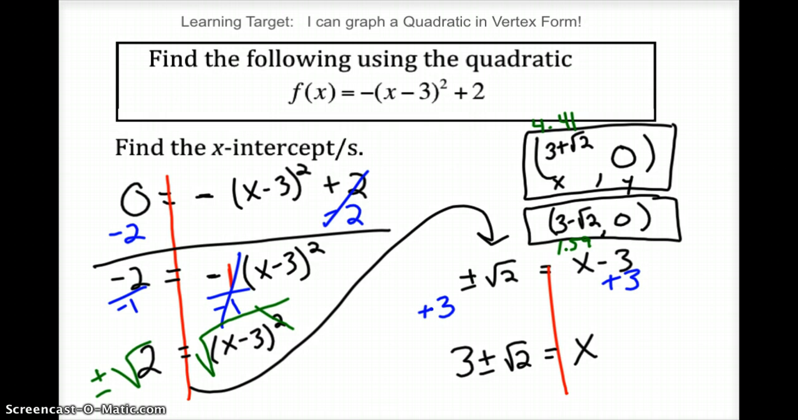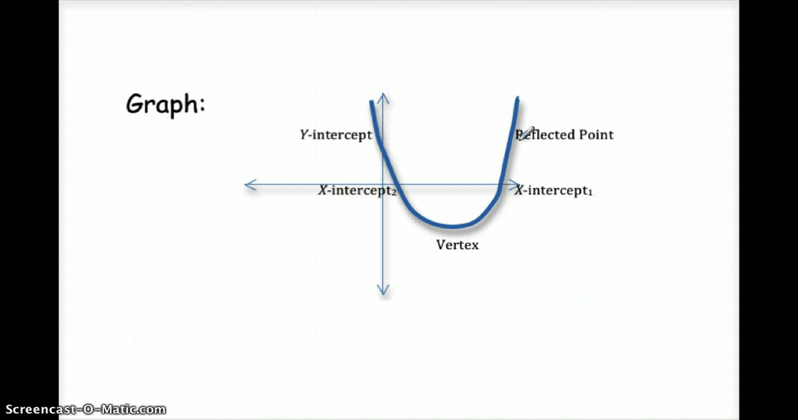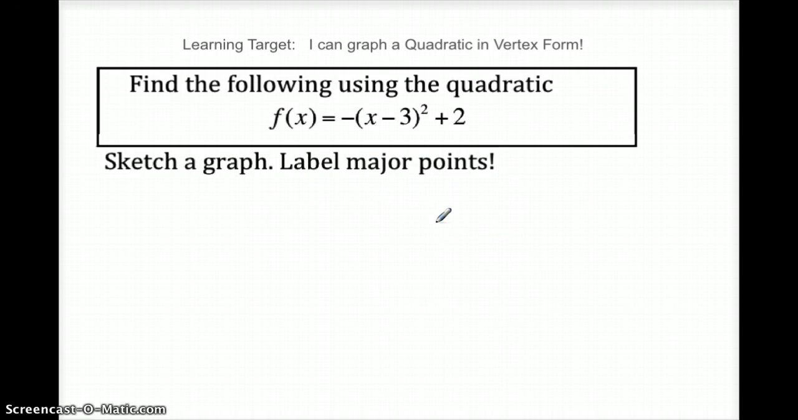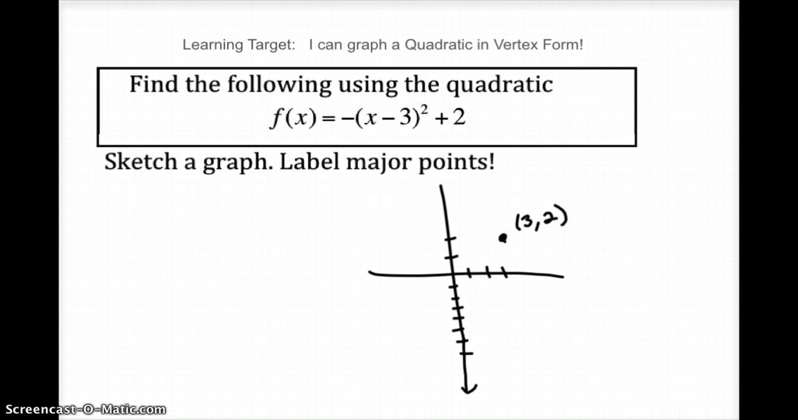Okay, so remember, these are the 5 points that I want to see each time you graph. So we're going to do a rough sketch. My vertex, if you scroll back up, was positive 3, positive 2. So there's my vertex. My y-intercept was negative 7. So let me go down 1, 2, 3, 4, 5, 6, 7 and plot my y-intercept.